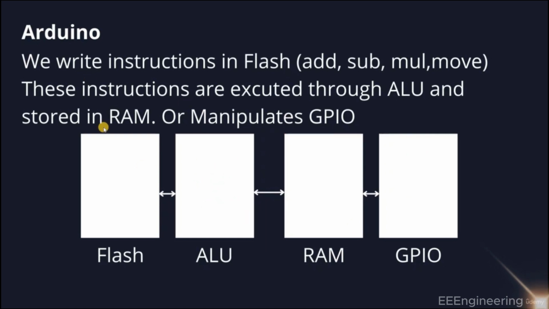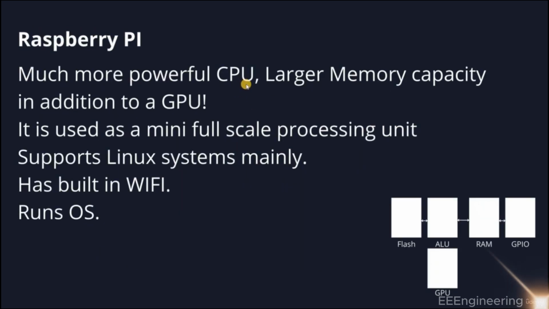I mean, I could create this same architecture, but I could create multiple ALUs, burn it on an FPGA, and I could have my own microcontroller on an FPGA. Now let's just jump briefly to Raspberry Pi. It's much more powerful in terms of CPU, it has a larger memory, but it also contains a GPU. This is what makes it powerful.